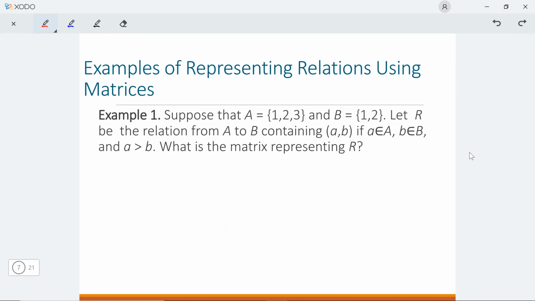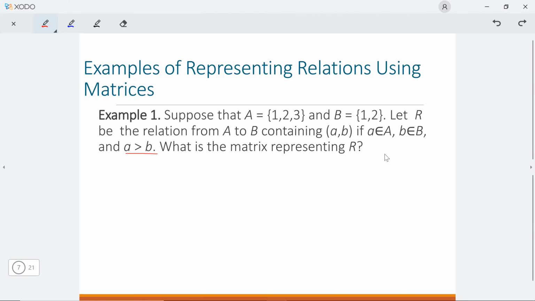Assume we have two sides. Side A has 3 elements: 1, 2, 3. Side B has 2 elements: 1, 2. And what is our definition of the relation here? The relation is defined from A to B, and it means A greater than B. The question is, let us use the matrix to help us write down this relation.